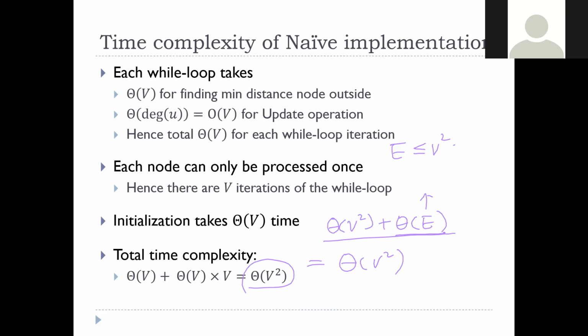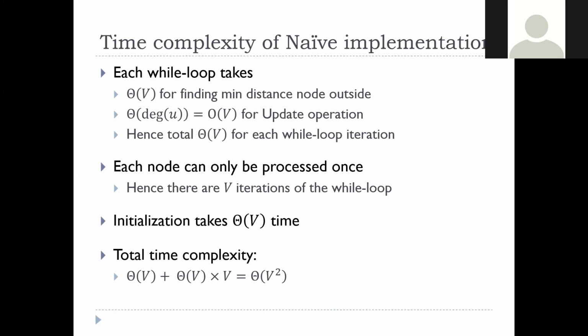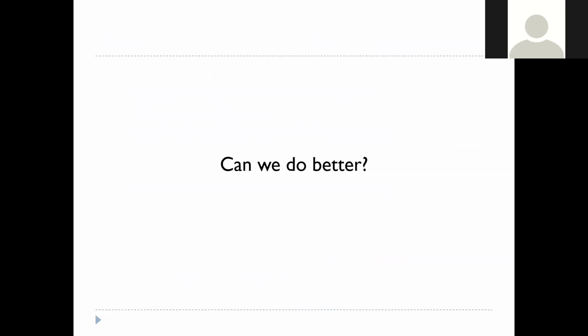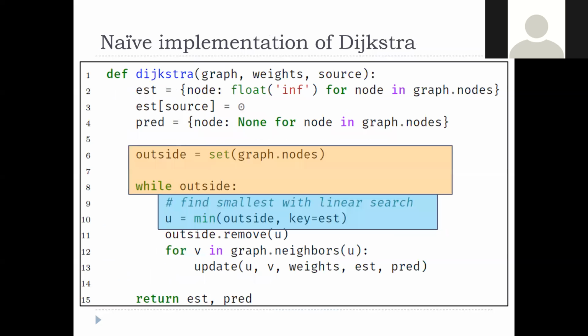I'm not going to spend more time on this because this is not the best way to implement this algorithm. We see that this takes quadratic time in terms of the number of nodes because every time we have to perform a linear scan. This is the bottleneck. This step takes linear time, and I have to do this step V times. That's why we have V squared. That's where the bottleneck of the time complexity is.